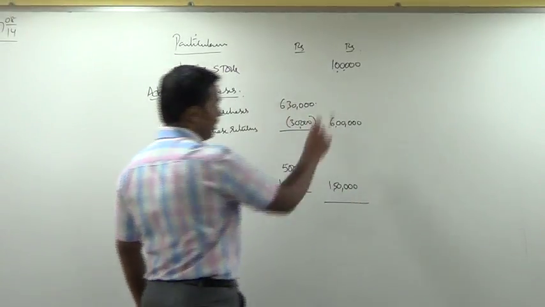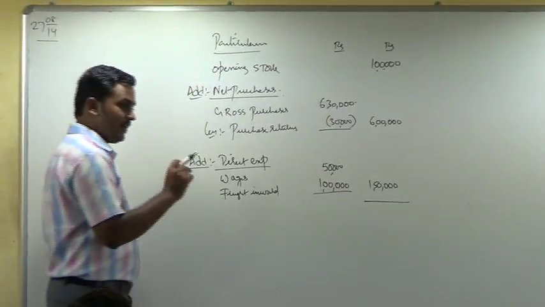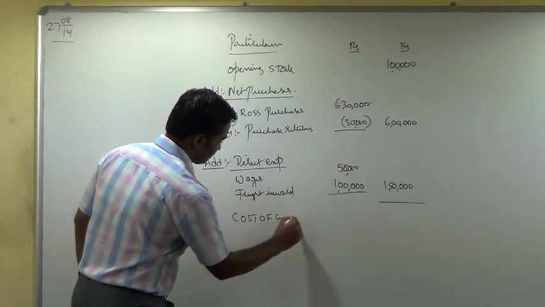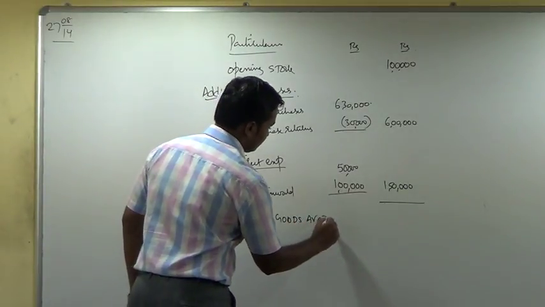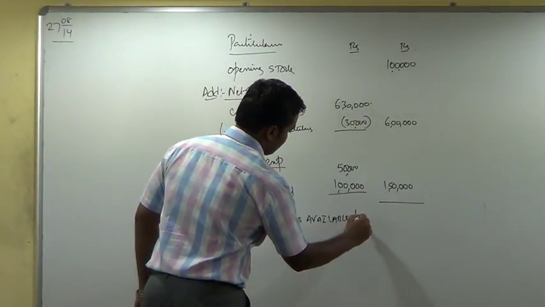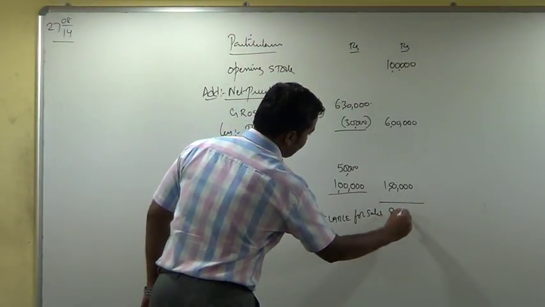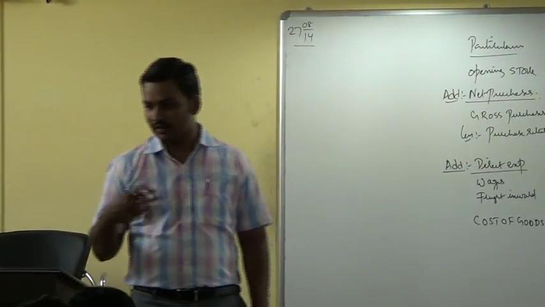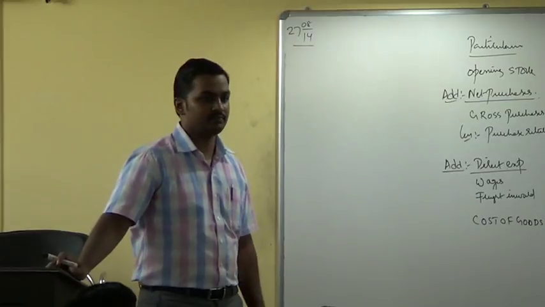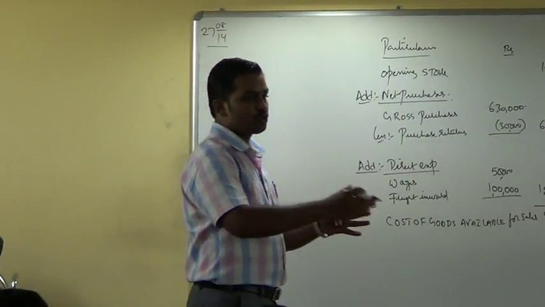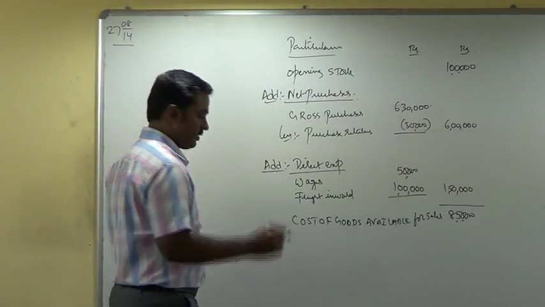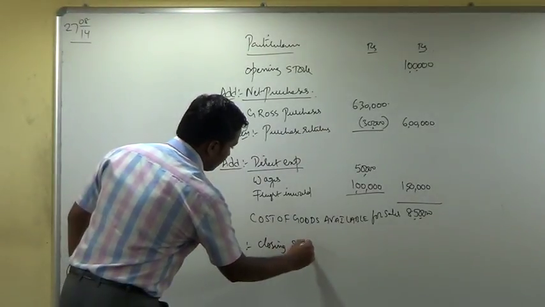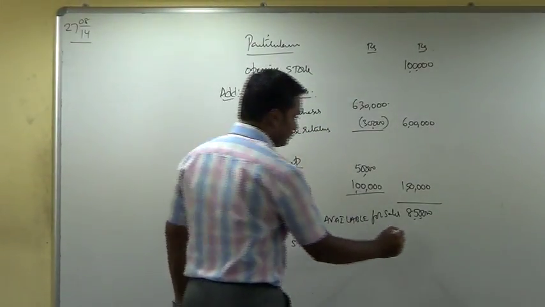Now what do you get when you add these three numbers? Cost of goods available for sale. How much? 8,50,000. If all the goods were sold during the year, our cost would have been 8,50,000. But out of 8,50,000, goods costing how much remained unsold? 1 lakh. Less closing stock, 1 lakh rupees.